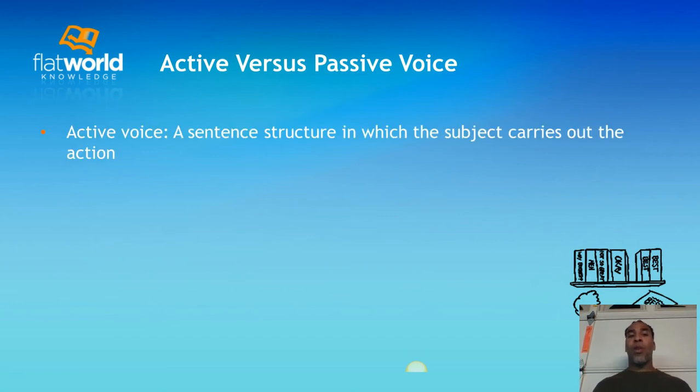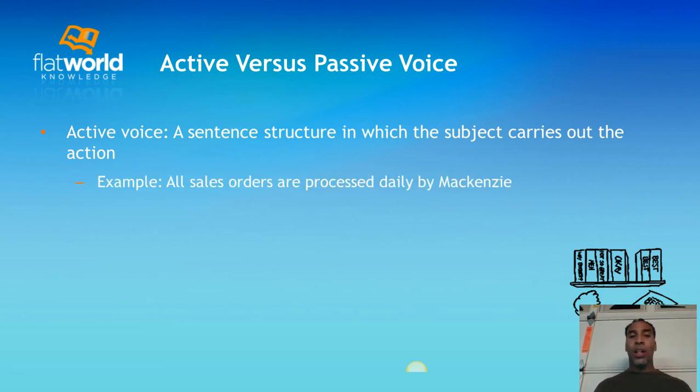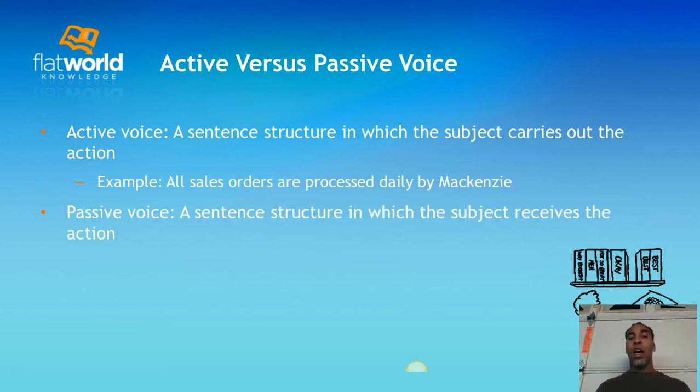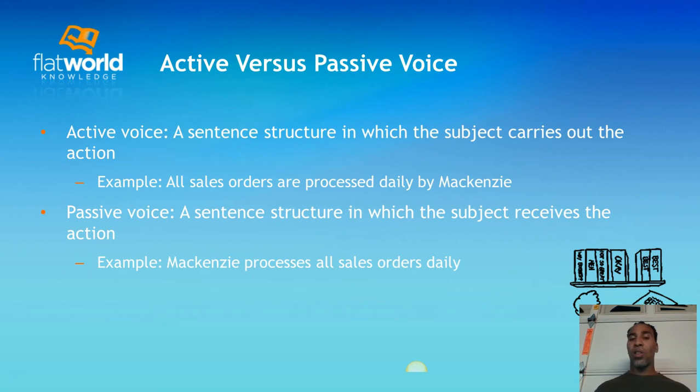Active versus passive voice. So active voice, a sentence structure in which the subject carries out the action, right? Subject is me, I carry out the action. Example, all sales are processed daily by McKinsey, right? So all the sales orders are processed daily, and then it's daily, it's done by McKinsey. A passive voice, however, is a sentence structure in which the subject receives the action. So McKinsey processes all sales orders daily, right? So we're saying the same thing, but we're just putting emphasis at a different part of the sentence. So McKinsey processes all sales order daily.